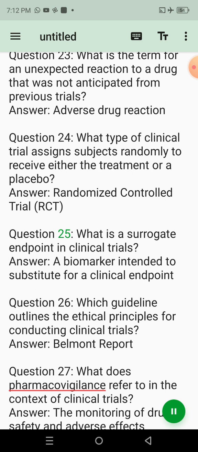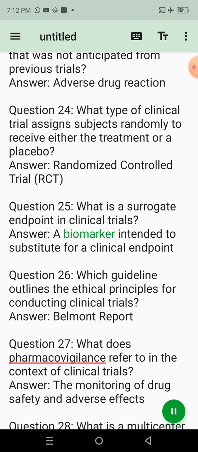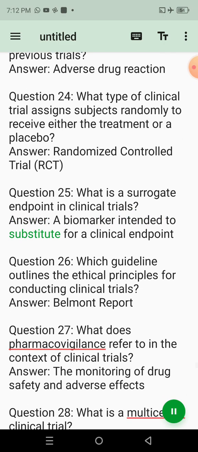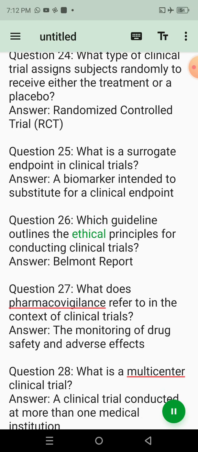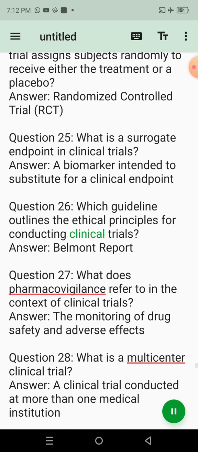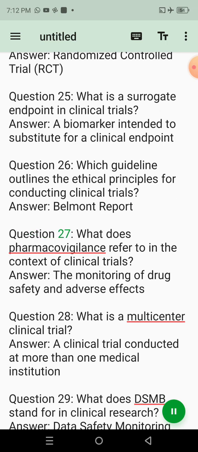Question 25. What is a surrogate endpoint in clinical trials? Answer: A biomarker intended to substitute for a clinical endpoint. Question 26. Which guideline outlines the ethical principles for conducting clinical trials? Answer: Belmont Report.